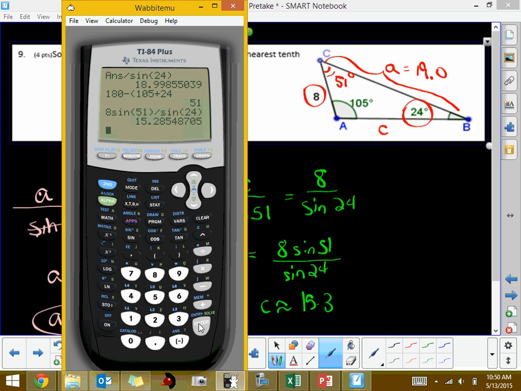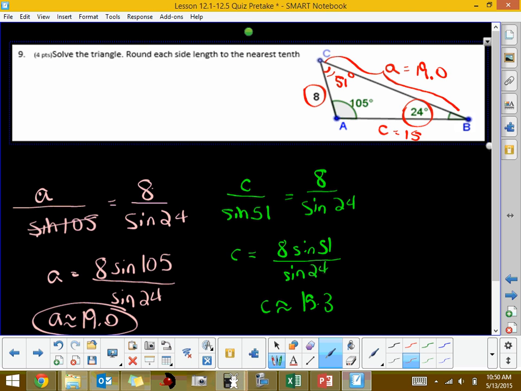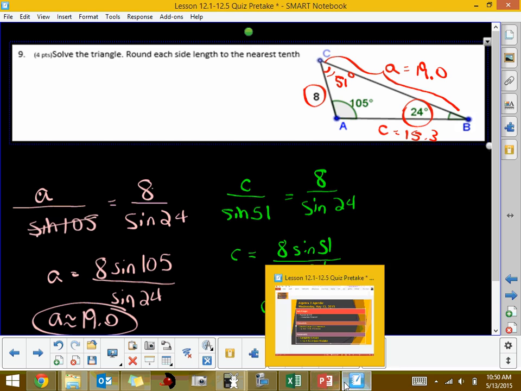This is what we mean by solving the triangle. We have found all the missing parts. We have 3 angles and 3 sides. So that one was an application of the law of sines in order to find the missing parts.